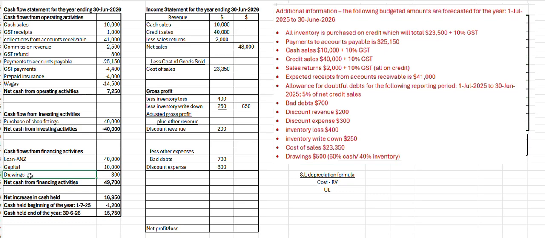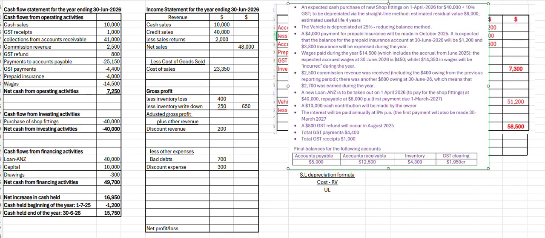So we've already dealt with that in the cash flow statement. But there's more. Now we get to a depreciation calculation. We've bought some shop fittings during the year. We've been told to use the straight line method, so we need to use our formula. So I've just plonked that down the bottom here. So our numerator is our cost, which was 40K. And then we minus our residual value, 8,000. And then we divide that by our useful life in years, which is 4.